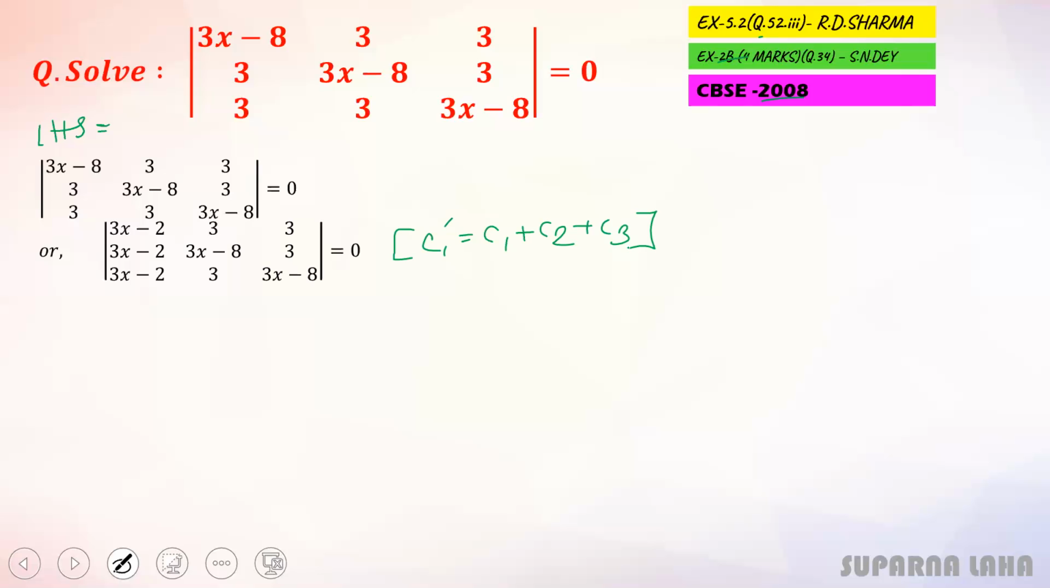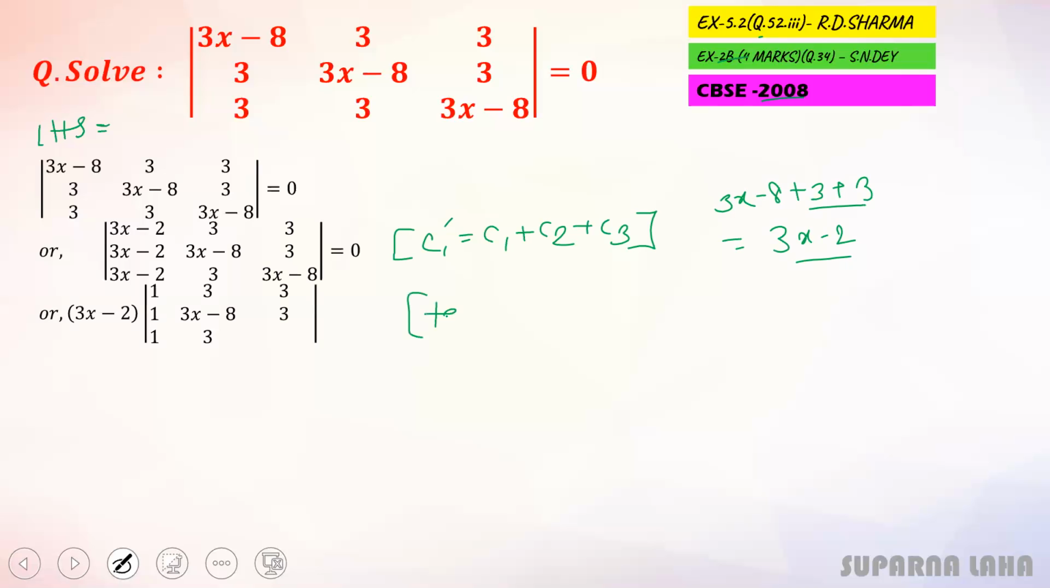So now look at here. 3x minus 8 plus 3 plus 3. What is this? 3 plus 3, 6 minus 8, that means minus 2. So 3x minus 2. Okay. So now next step, this 3x minus 2, we need to take common. So taking common 3x minus 2 from C1.